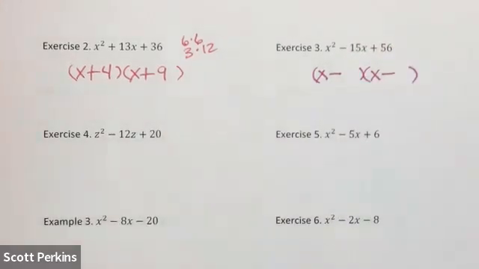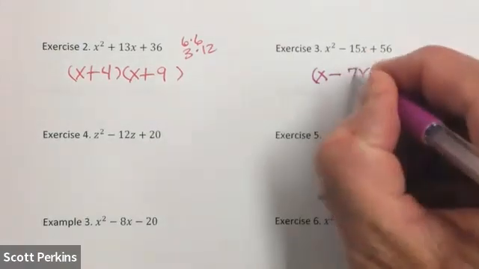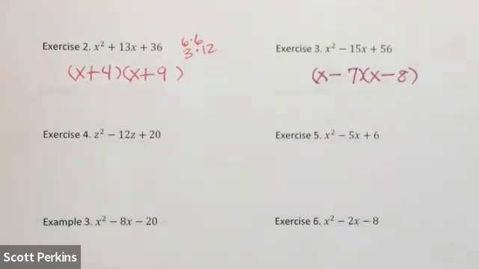That's good. And then what are the two factors of 56 that are going to add up to 15? 7 and 8 or 8 and 7. It does not matter what order you put them in there. Great. All right, do the next one. Exercise 4.